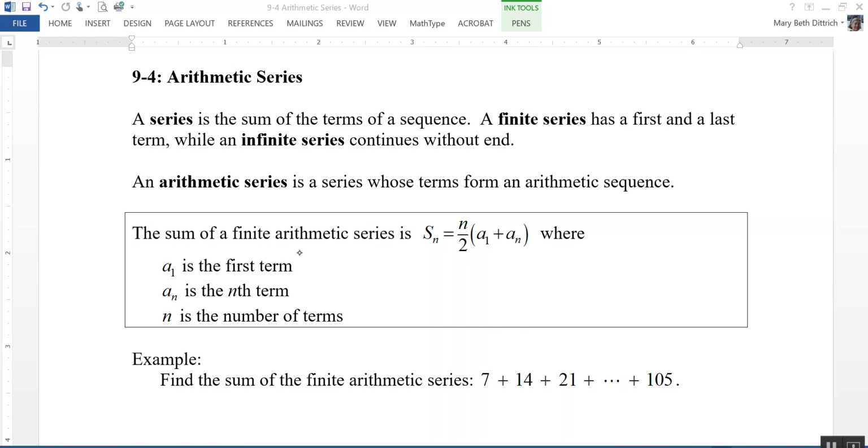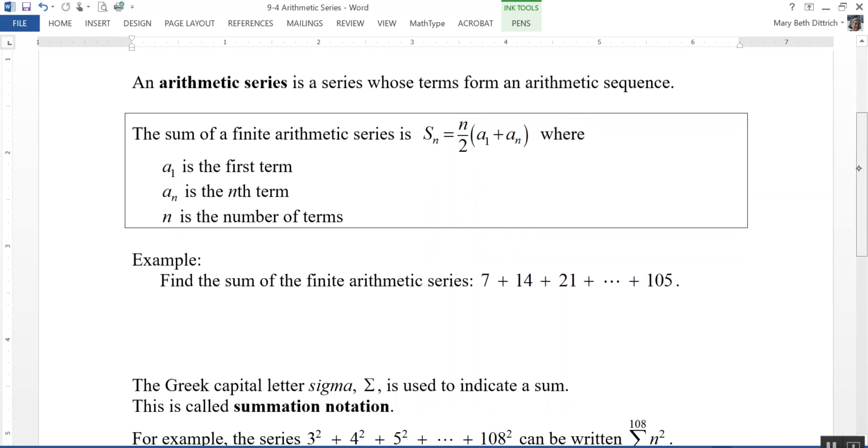The sum of a finite arithmetic series is defined as S sub n equals n over 2 times the quantity a sub 1 plus a sub n, where a sub 1 is the first term, a sub n is the nth term, and n is the number of terms. Let's take a look at some examples here.